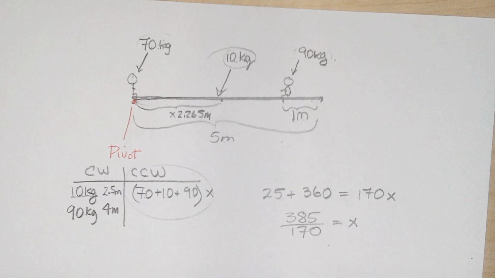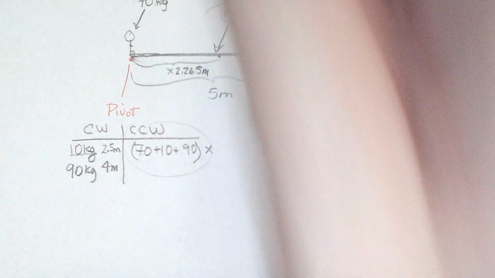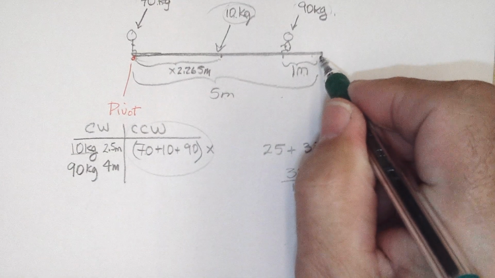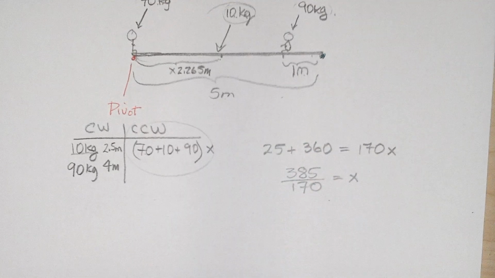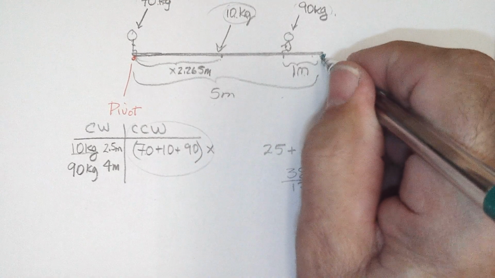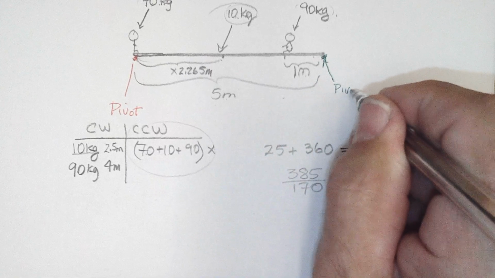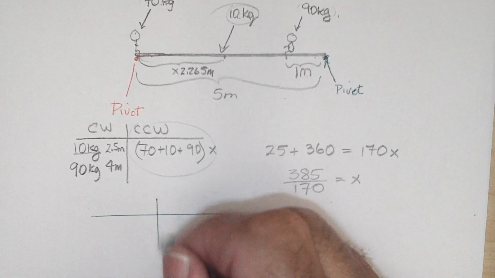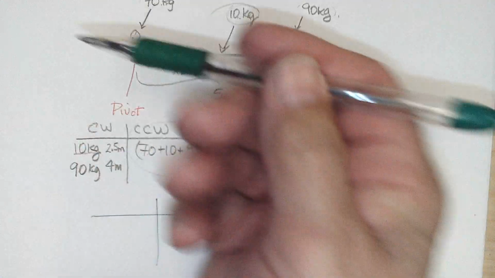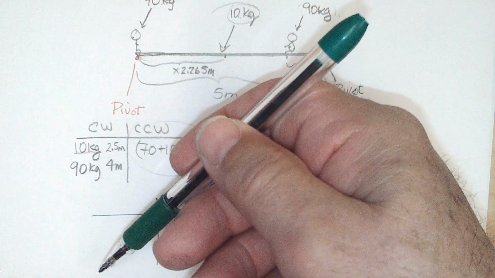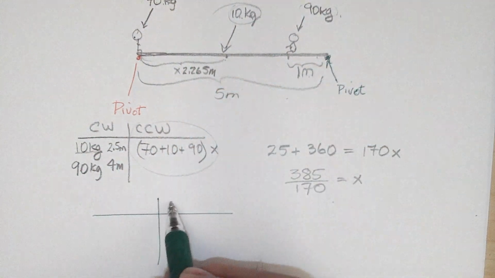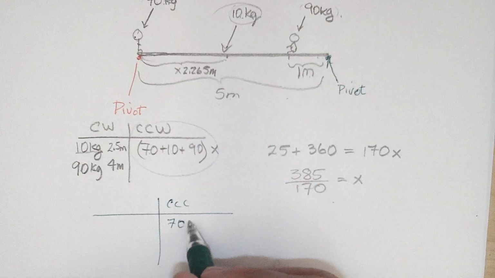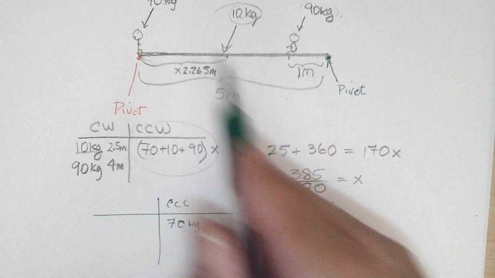Now, let's do this calculation again. This time, I'm going to move the pivot point to a different spot. I'm going to put it at the other end. The reason I want to do this is to show you that it does not matter where you imagine the pivot point is, as long as you work everything from that place. So if I do that, this 70 kilogram mass is going to be trying to push this down in the counterclockwise way. So I've got 70 kilograms. That is how far away? 5.